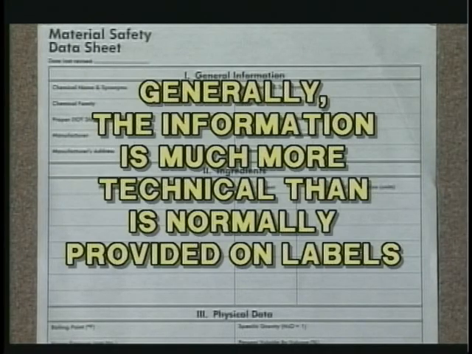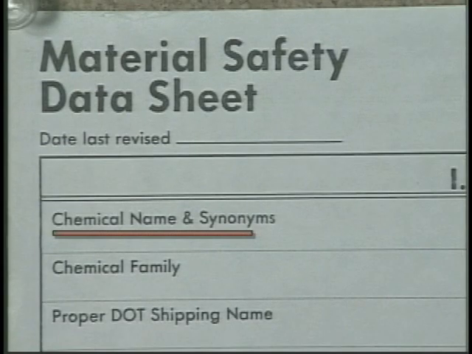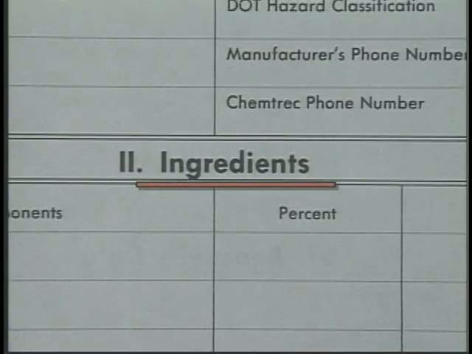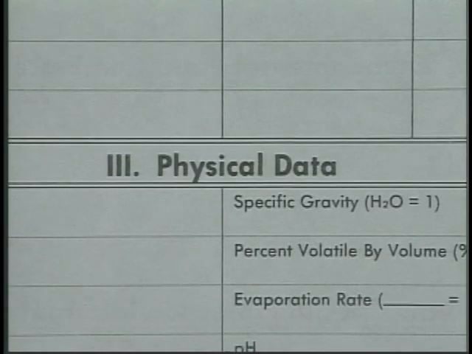What information is available on MSDSs? Generally, the information is much more technical than is normally provided on labels. It will identify the chemical as used on the label and will also include the chemical and common names of the substance in a single substance product. In tested mixtures, the ingredients that contribute to the known hazards of the mixture are listed. In untested mixtures, all health hazards will be listed, plus any physical hazards. The MSDS will contain physical and chemical characteristics in addition to any physical and health hazards.